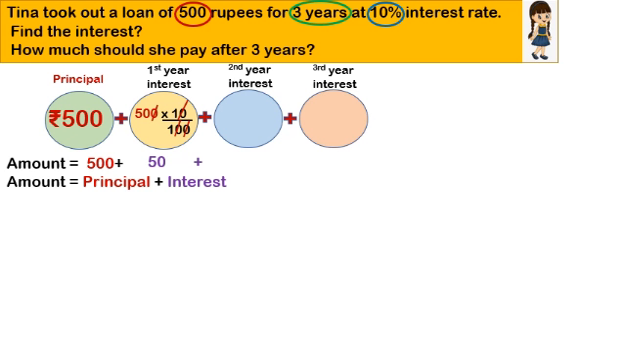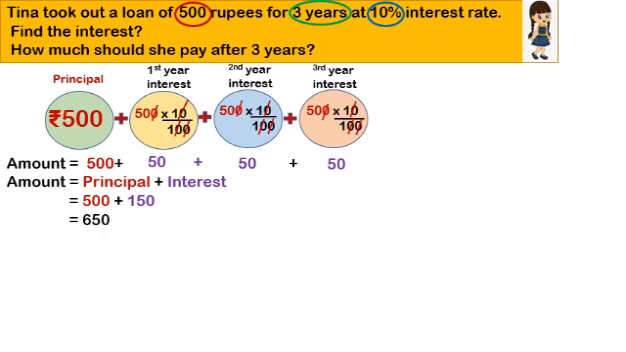Then what will be the interest in the second year? The interest in the second year is again 500 into 10 by 100 rupees. That is 50 rupees. From this, what do you understand, children? Tina pays another 10% of the principal for the extra years, right? Then what about the interest in the third year? She has to pay another 50 rupees as interest, right? So the total amount after 3 years is 500 plus 50 plus 50 plus 50. That is 500 plus 150. We get 650 rupees, right?